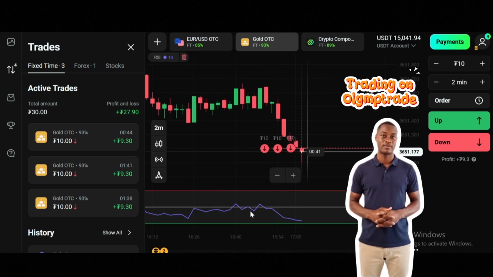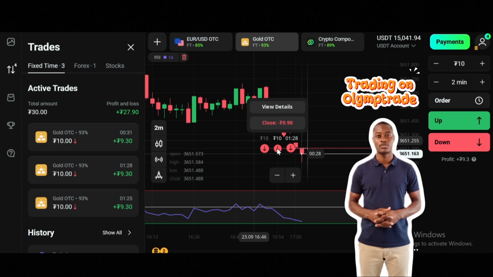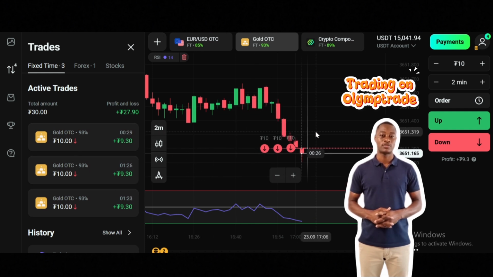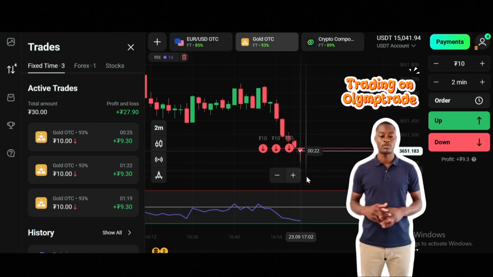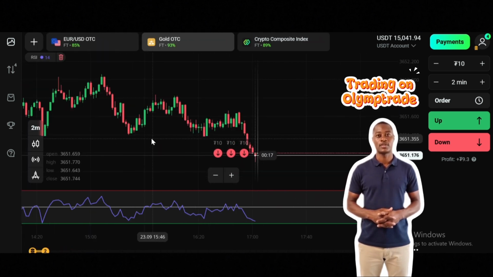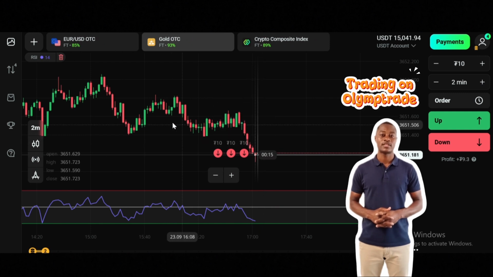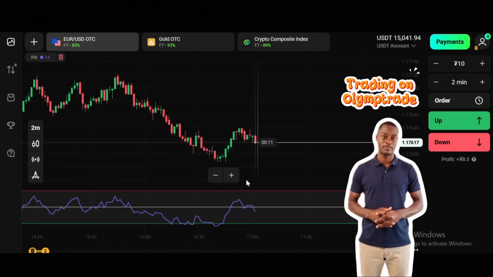Let's quickly recap the key lessons. The RSI tells us when the market is overbought above 70 or oversold below 30. When RSI climbs above 70 and starts to turn downward, it often signals a chance for a down trade. When RSI dips below 30 and begins to rise, it often signals a chance for an UP trade. To improve accuracy, always check the overall trend. RSI signals are strongest when they align with the bigger market direction. And finally, never forget risk management. Trade small, stay disciplined, and protect your capital.